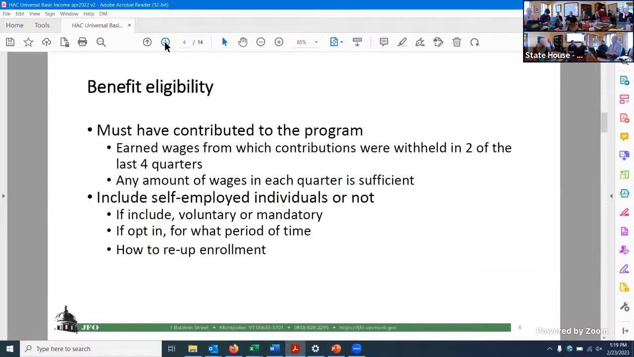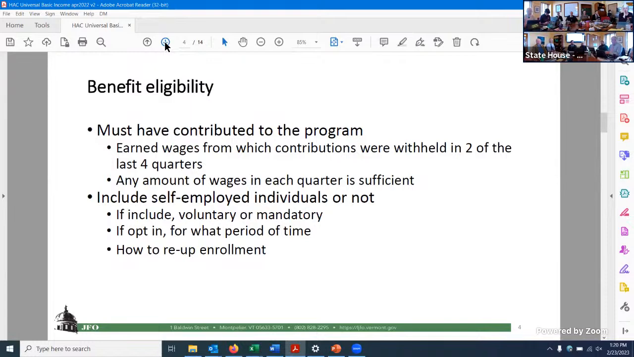What about benefit eligibility? So the bill says that the individual worker must have contributed to the program. I shouldn't say worker, you don't have to be currently employed, but you have to have contributed to the program in the past. You must have earned wages from which contributions were withheld in 2 of the last 4 quarters. Any amount of wages in each quarter is sufficient under H66. A big question is whether to include self-employed individuals or not. And if you include them, should they be necessarily in the program or should they have the right to opt in or opt out of the program?